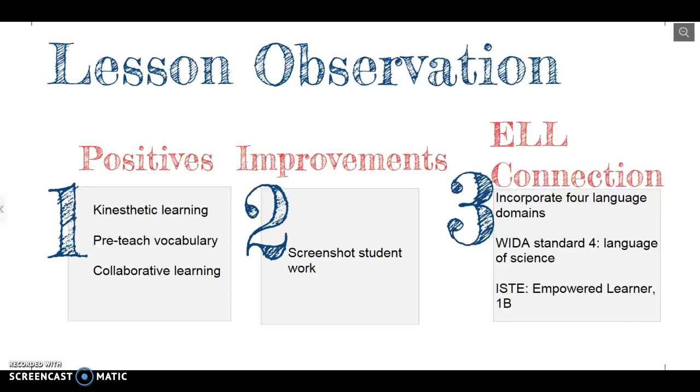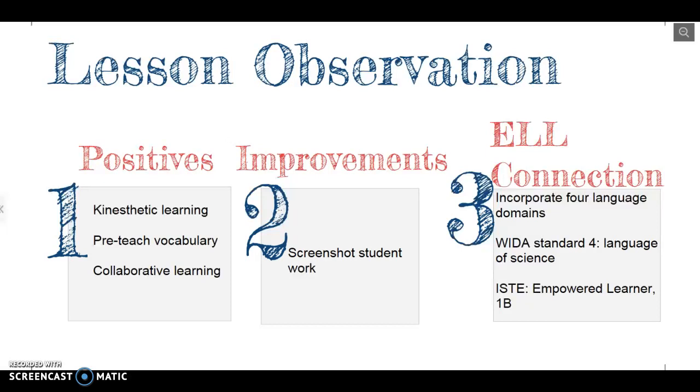A positive of this lesson was that the teacher did a great job using technology to preview the experiment and pre-teach vocabulary. A suggestion would be for the teacher to screenshot student work examples and project them on the board to have students talk about their predictions and also results.